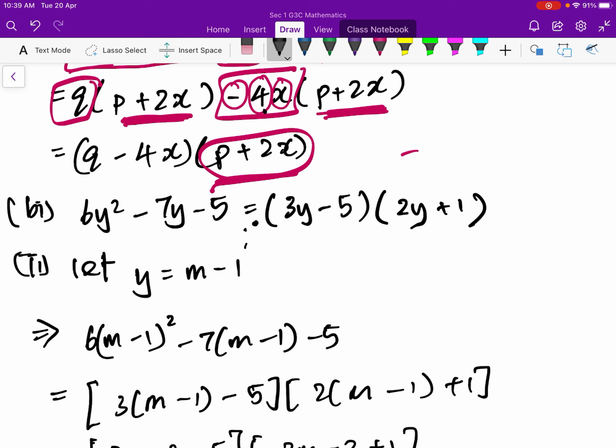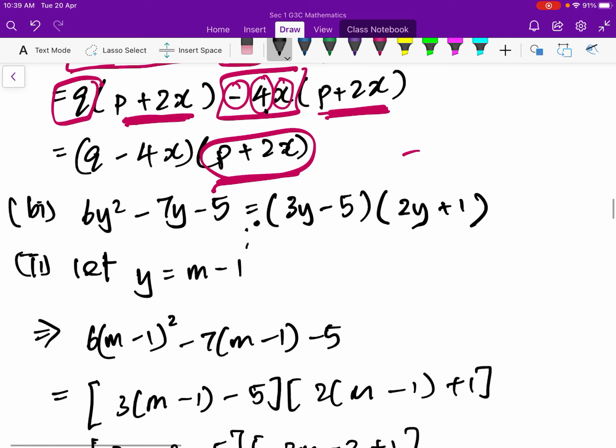What this suggests to us is that they're making it very clear already, they tell you to let y equal m minus 1. As long as you change all the y in part 1 to become m minus 1, then it becomes my part 2 question. So let y be equal to m minus 1, and now all these y's become m minus 1.